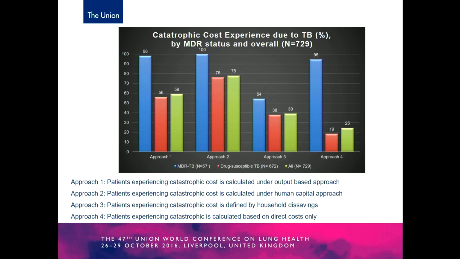And if we look at catastrophic costs experienced by MDR status, we could see that the percentage of patients facing catastrophic costs is very high, almost 90 and 100% in some methods. And only in approach 3, we have almost 60% for the cost categorized by household savings.